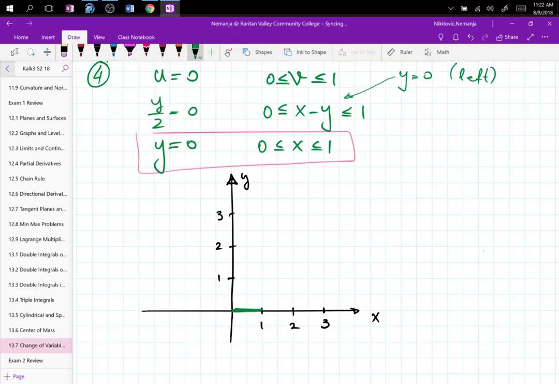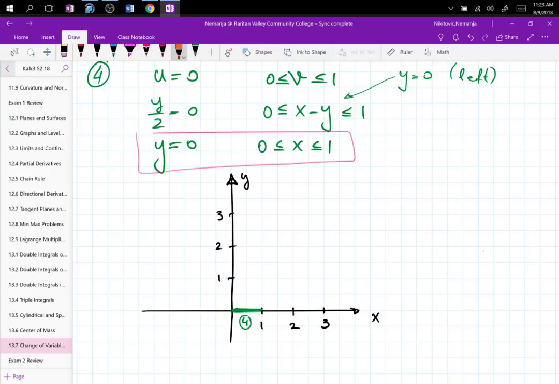That's it. That's number 4. So y equals 0 is the x-axis, and that's the infinite line. But I'm supposed to cut it between 0 and 1 because of the condition on the right-hand side.